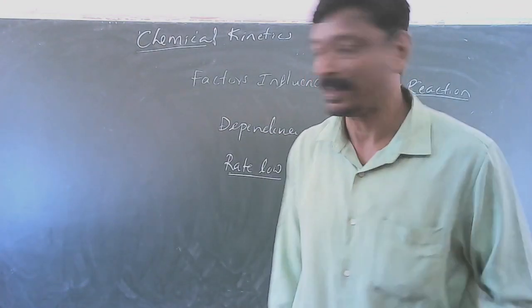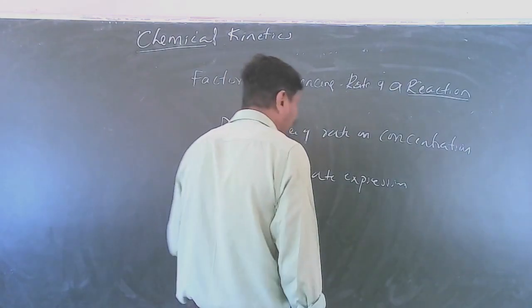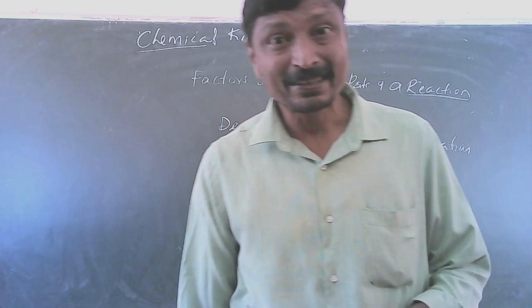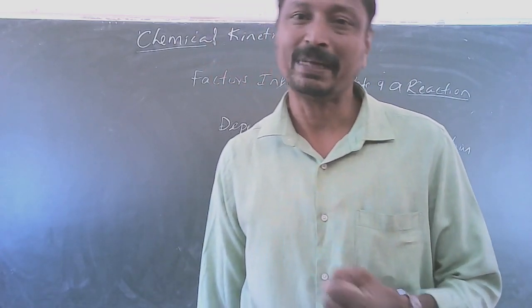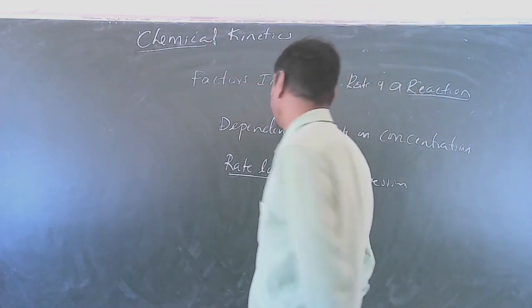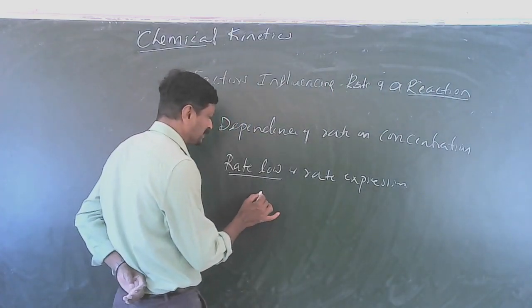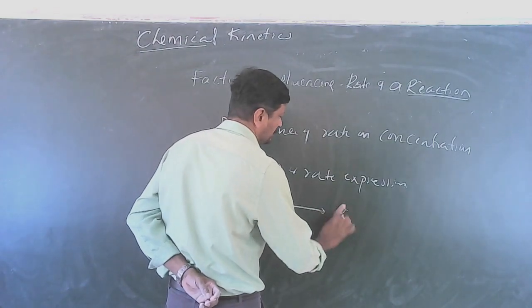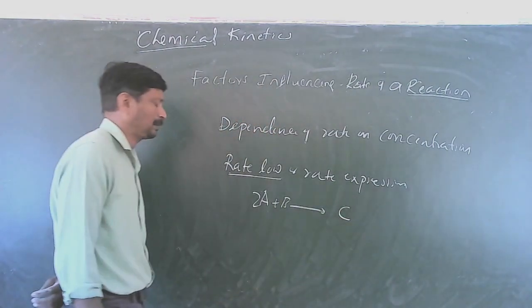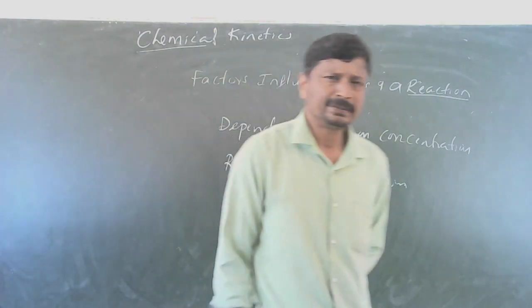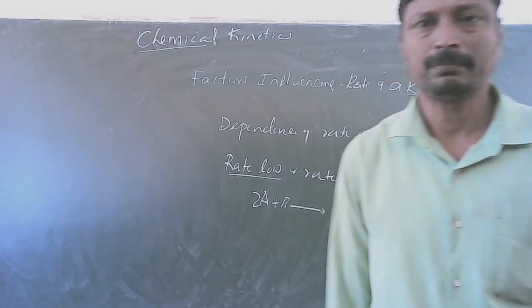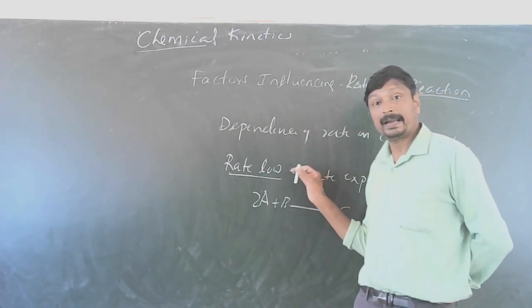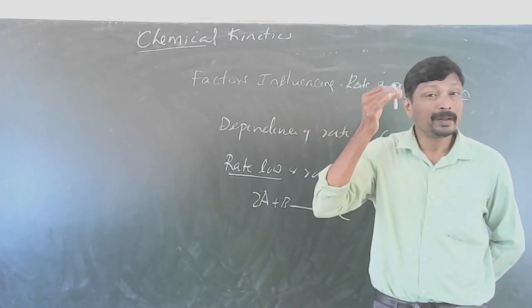See, rate law is what? It gives the relation between the rate of the reaction in terms of concentration of the reactant. I write one example here: 2A plus B giving rise to a product C. This is one general equation. Suppose, how do you write the rate law? You can write the rate law only by doing an experiment.